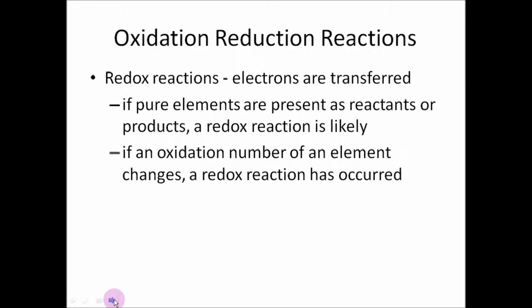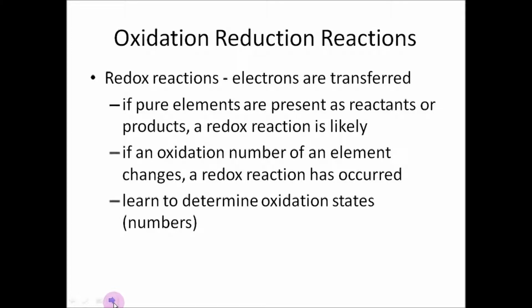So if we don't see pure elements, we still need to be able to tell if it's a redox reaction. And so therefore we need to learn how to determine the oxidation states, or these oxidation numbers. And there's a set of arbitrary rules that allow us to do that, and that's what we're going to go through on these next two slides. So if we see those oxidation numbers change, then we know it's a redox reaction.